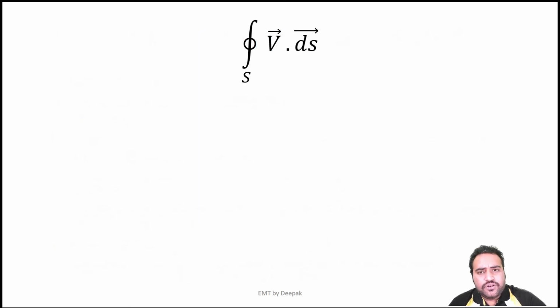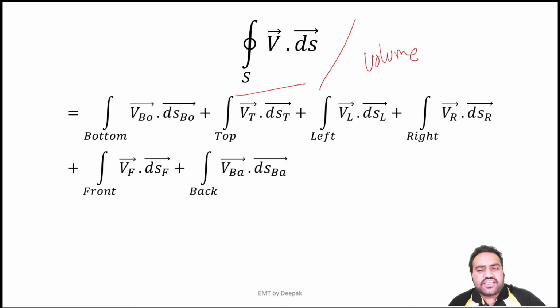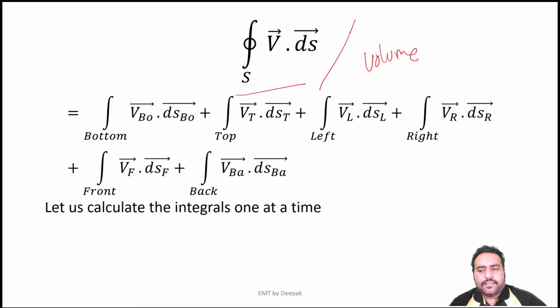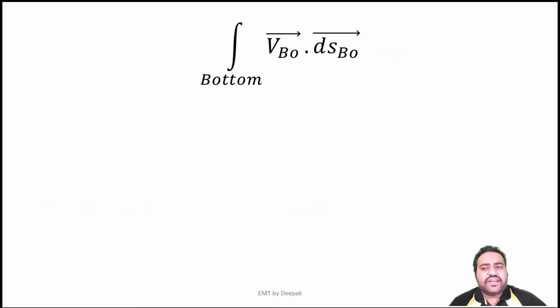So now let us look back. The divergence of the vector field is this closed surface integral divided by volume. Now, let me first determine the closed surface integral. This closed surface integral is the sum of 6 different open surface integrals. Let us calculate the integrals one at a time.